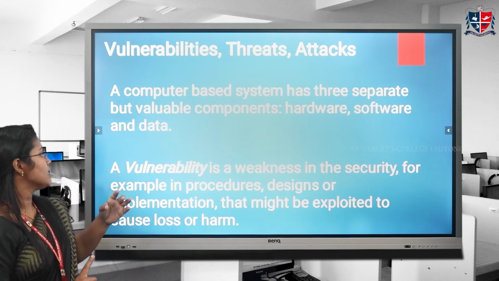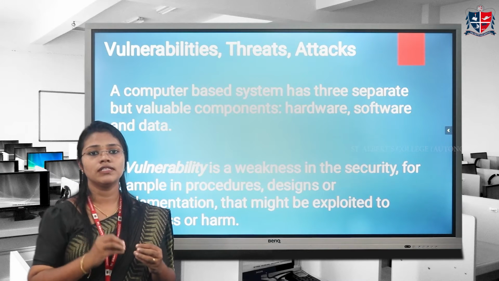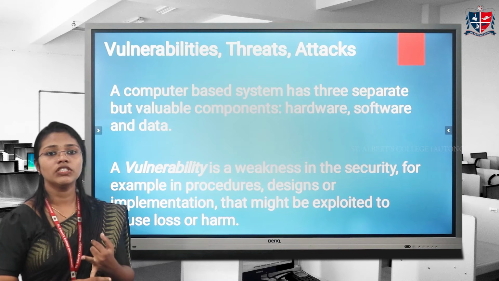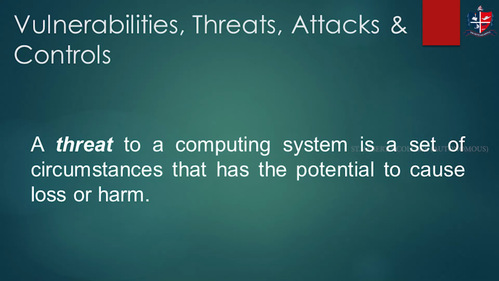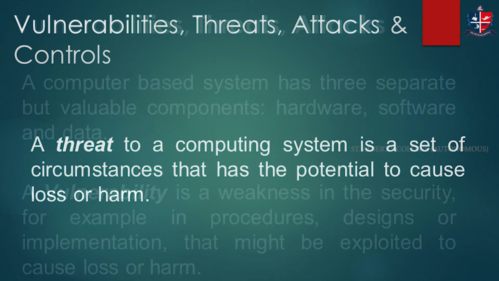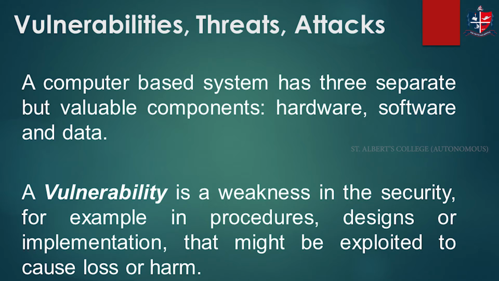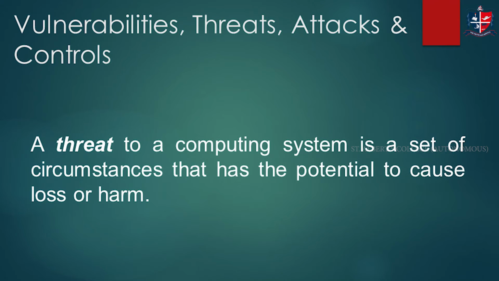Vulnerability is a weakness in the security of the system. It can be a design or implementation flaw that might be exploited to cause loss or harm. So what is a threat? A threat is a set of circumstances that can cause harm to our system. Vulnerability is a weakness in the security, for example in the procedure, design, or implementation, that might be exploited to cause loss or harm. But a threat is a combination of different circumstances that cause harm to our system.